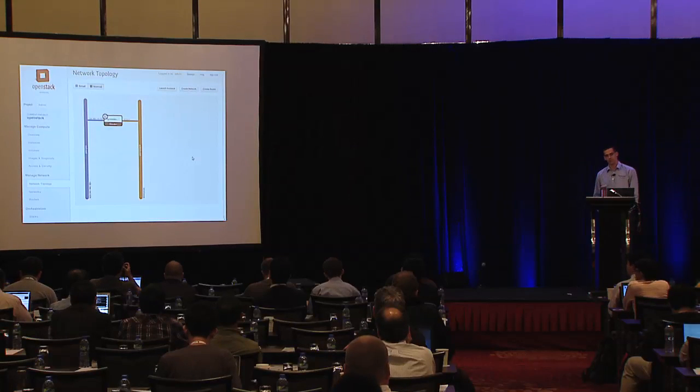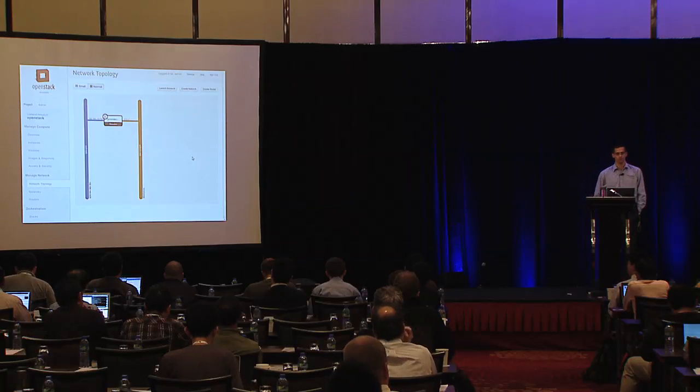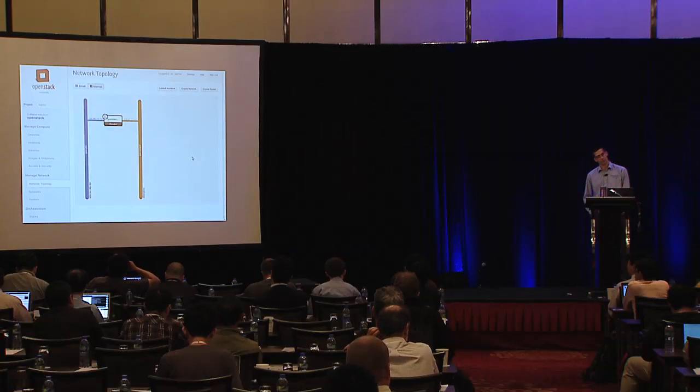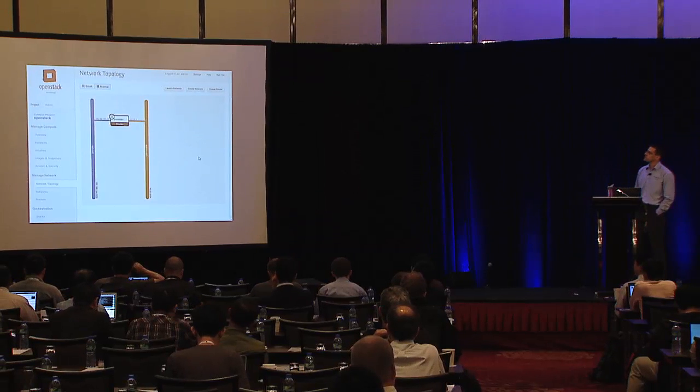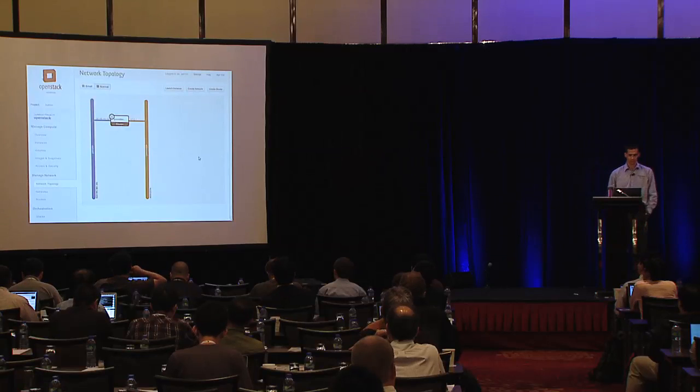And all of this is, of course, tenant-specific. So this stuff exists for the tenant that we have just created. If we had a completely different user in a completely different tenant, it would not see this network topology, and they would be able to create their own completely independently.